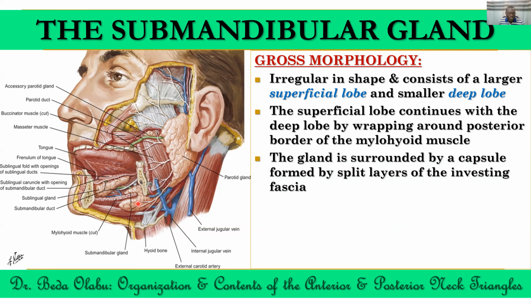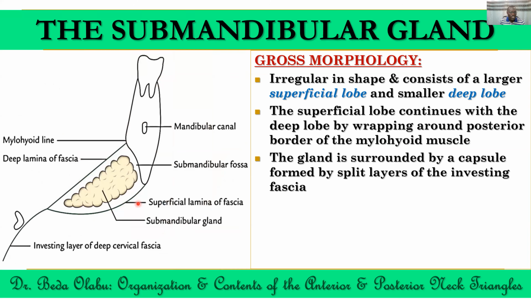The gland is surrounded by a capsule, as I mentioned earlier, and this capsule is actually formed by the split layers of the investing fascia of the neck, as I told you earlier. The investing fascia of the neck is the superficial layer of the deep cervical fascial system. As it ascends, it splits into two to enclose the submandibular gland. So there's a superficial lamina that will attach onto the inferior margin of the mandible, and a deep lamina that will attach onto the mylohyoid line of the mandible on the middle aspect of the mandibular body. So this sandwiches the submandibular gland there.